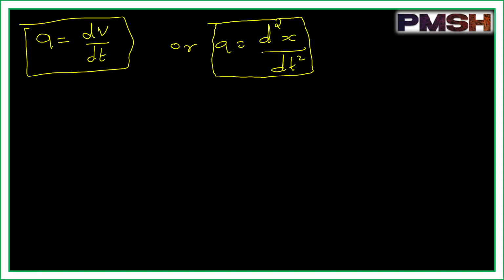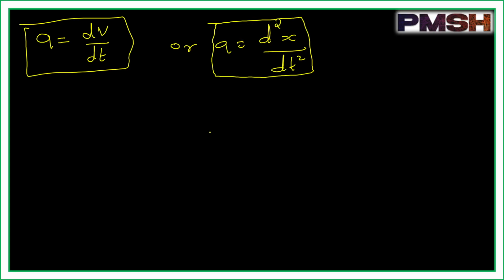Or you can even say here d square x by dt square. What does it mean? It means derivating the displacement two times. d square by dt square is the second order derivative, which means that you are derivating displacement two times. So when you derivate the displacement one time, you get velocity. When you derivate it again, you will get acceleration.